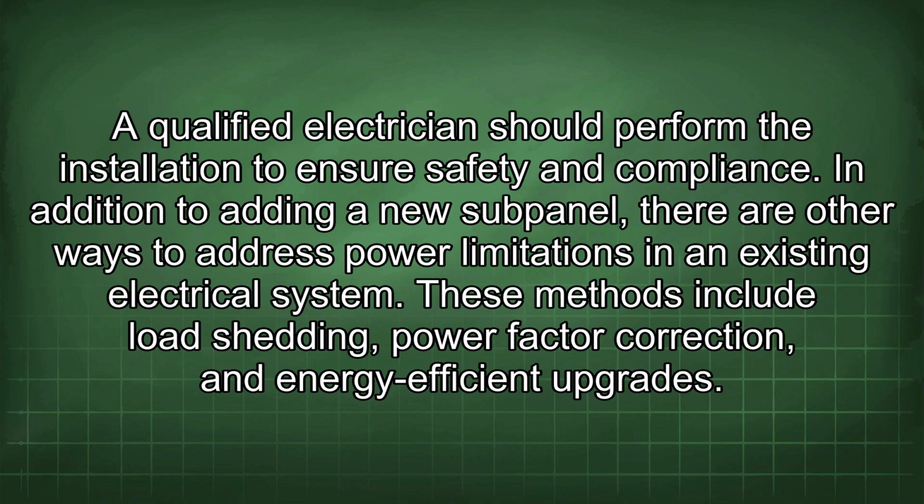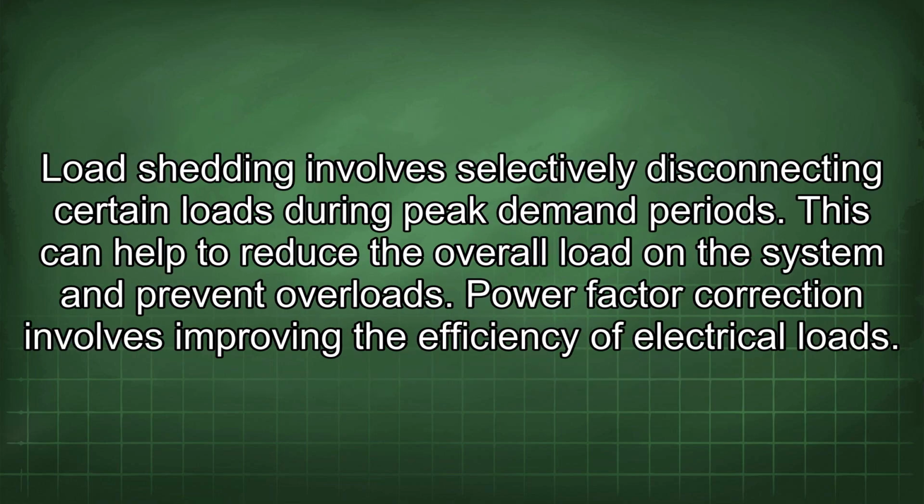These methods include load shedding, power factor correction, and energy-efficient upgrades. Load shedding involves selectively disconnecting certain loads during peak demand periods. This can help to reduce the overall load in the system and prevent overloads.